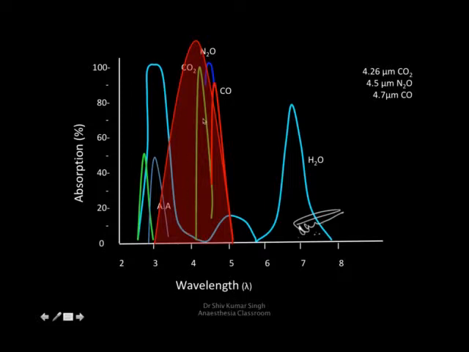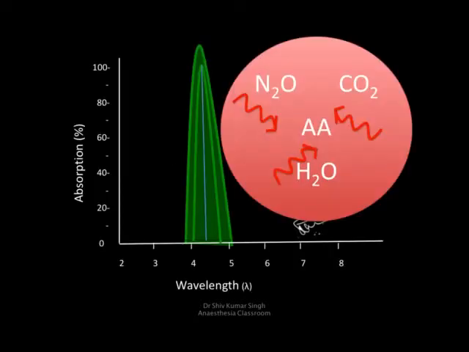And you can see the absorption spectrum. But what is important is that in the range of 3 to 5 micrometers, the absorption spectra of carbon dioxide, nitrous oxide, and carbon monoxide are very close by. And this leads to something called collision broadening. So the nitrous oxide, carbon dioxide, anesthetic agent, water, they all actually absorb the infrared, and they can affect the absorption of each other.